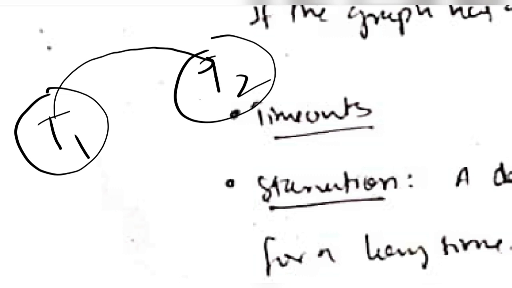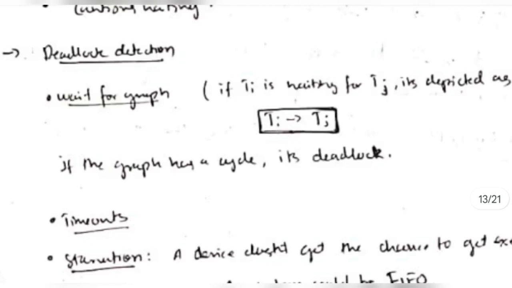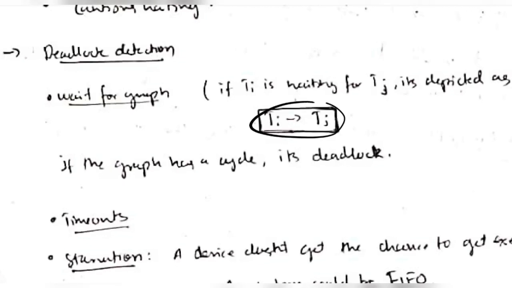But suppose that T2 is also waiting for T1. At that time, what can we say? We can say that there is a cycle here, and T1 waits for T2 while T2 waits for T1. So there is a deadlock. Okay, this is known as a wait-for graph. So whenever a transaction Ti is waiting for Tj, it is depicted as Ti points to Tj. If the graph has a cycle, it's a deadlock. Okay, that's the first way of detecting deadlock.